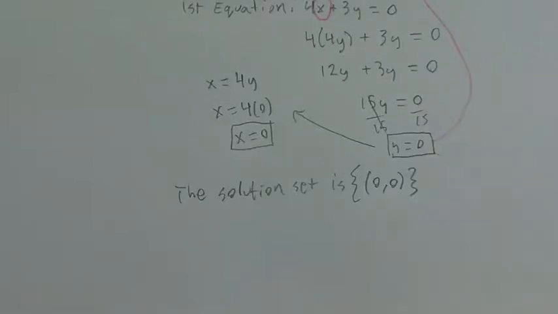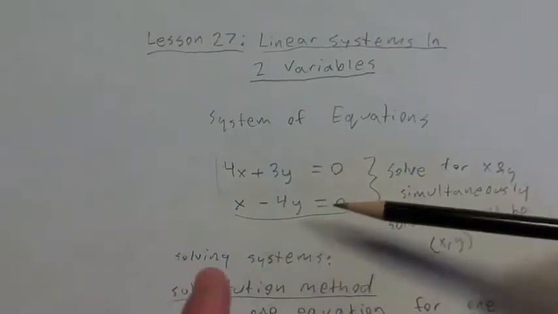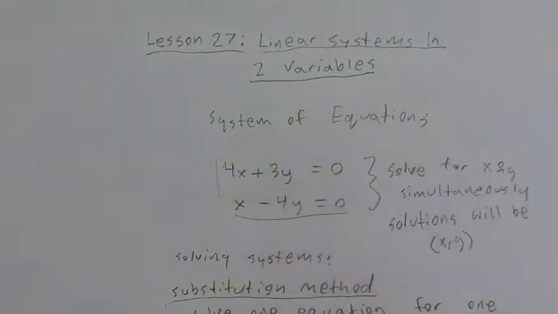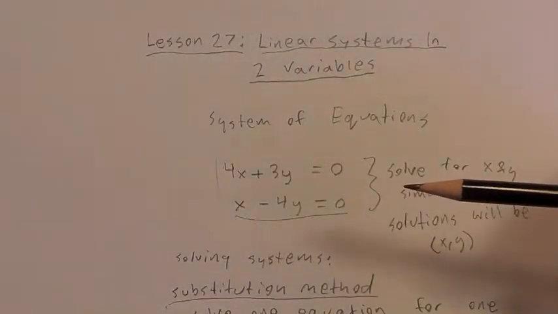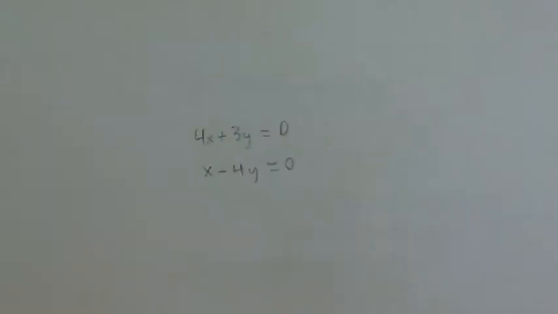I'll use this example to do that. If we go back to our original equations, 4x plus 3y is equal to 0, and x minus 4y is equal to 0, and we solve both of these for y, let's see what we get. So on a different sheet, I'll rewrite these equations, and we'll start to solve both of these for y. Okay, here are the equations again.